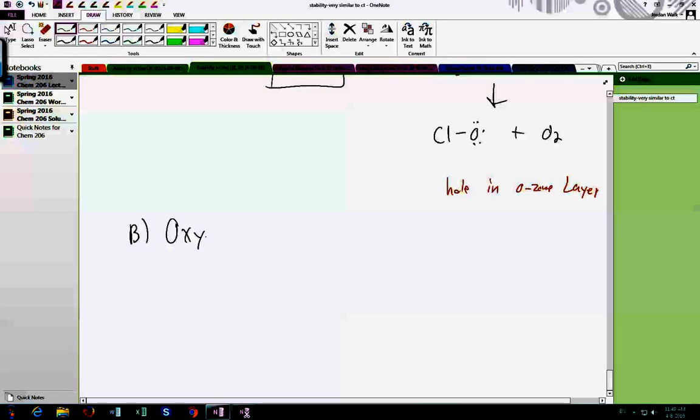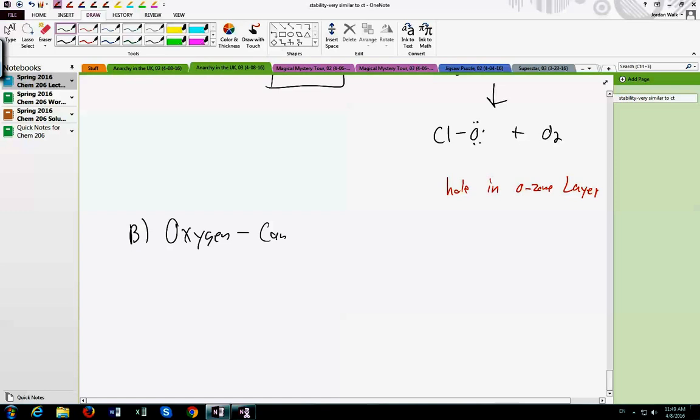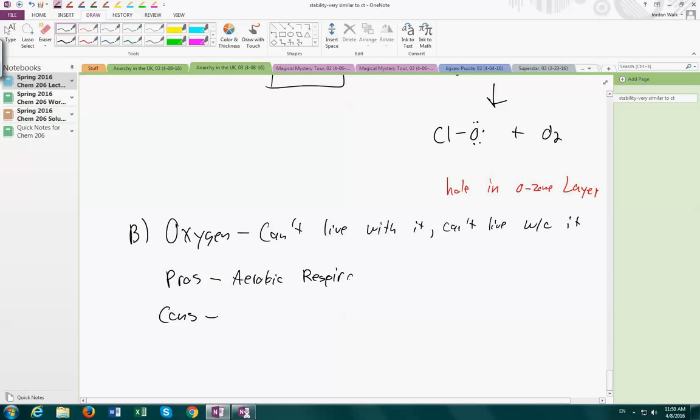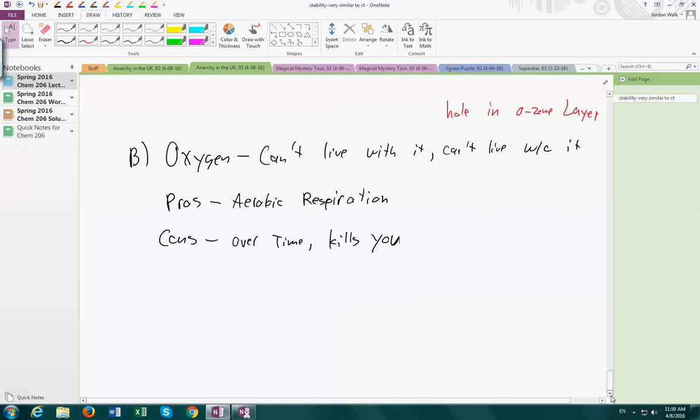So chemicals, right? All right, so then B. B is oxygen. And oxygen is really interesting because oxygen, you can't live with it, and ultimately, you can't live without it. Why is that? So let's make a pros-cons list for oxygen. So pros. I would say one of them would be aerobic respiration. I don't know about you guys. I like it. I think it's good. I take advantage of it constantly. Cons. Over time, it kills you. Seriously, it's really, really bad stuff. It's this really complex relationship we have with oxygen.